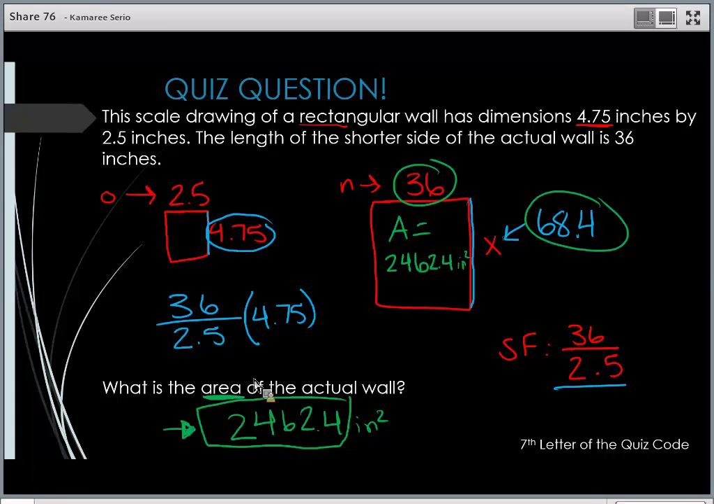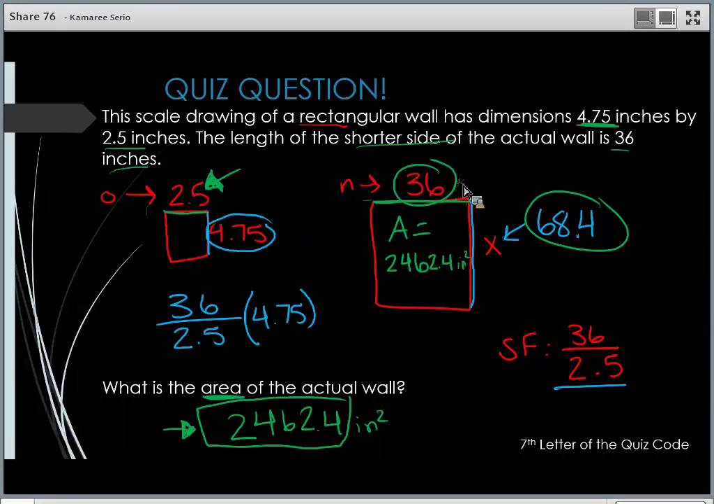So I want to recap everything that happened here. The first thing, I drew a picture, right? I knew that one side was 4.75 and the other side was 2.5. So I drew a picture here. My next clue said that the shorter side of the wall is 36 inches. So since this 2.5 is smaller, meaning that this side of my rectangle is shorter, this top side also has to be my shorter side, because 2.5 is on the top, which means 36 also has to be on the top.